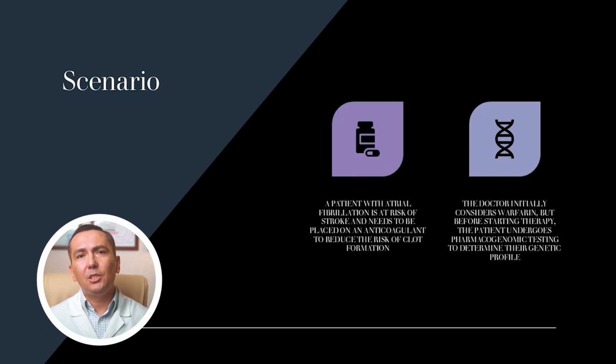Example scenario. A patient with atrial fibrillation is at risk of stroke and needs to be placed on an anticoagulant to reduce the risk of clot formation. The doctor initially considers warfarin, but before starting therapy, the patient undergoes pharmacogenomic testing to determine their genetic profile. Pharmacogenomic considerations.